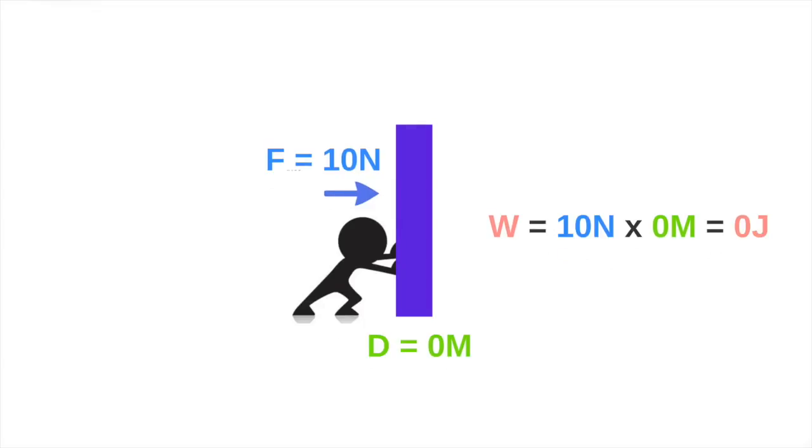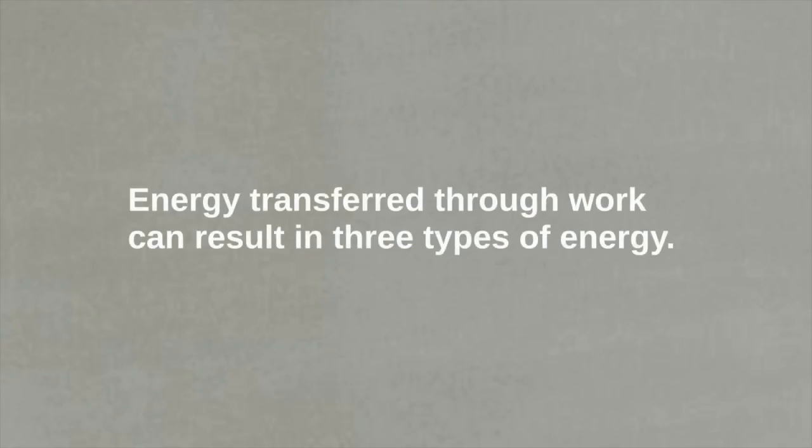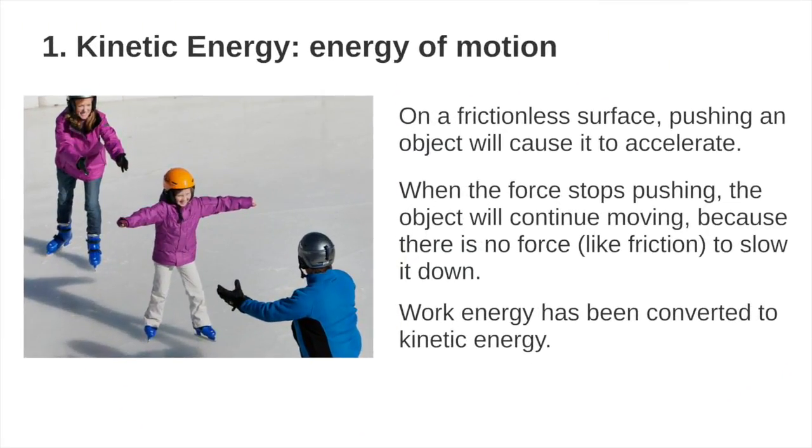We have one more thing to talk about with regards to work, the energy that's transferred. Energy transferred through work can result in 3 types of energy. First is kinetic energy, or energy of motion. On a frictionless surface, pushing an object will cause it to accelerate. When the force stops pushing, the object will continue moving because there is no force like friction to slow it down. Work energy in this case has been converted to kinetic energy as the object keeps moving.